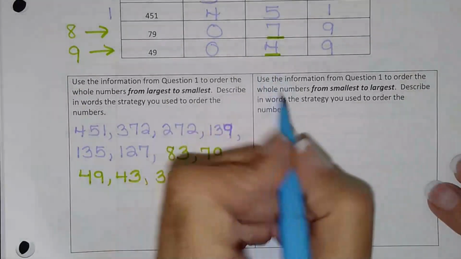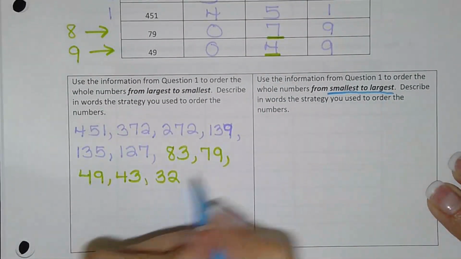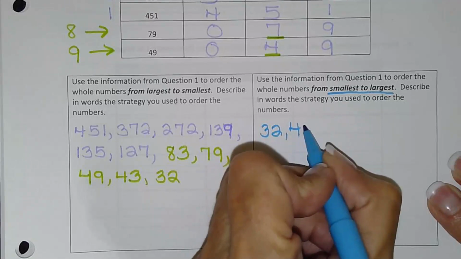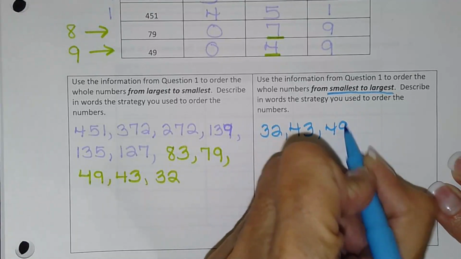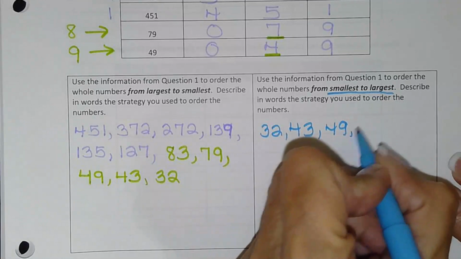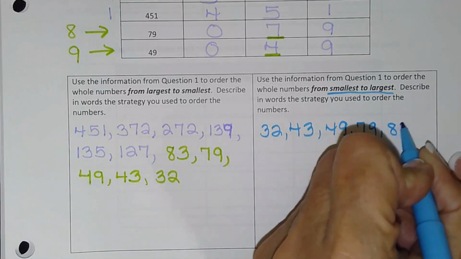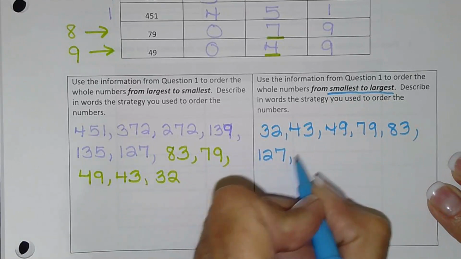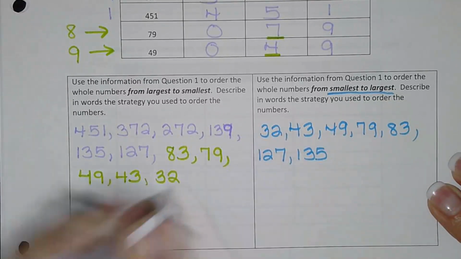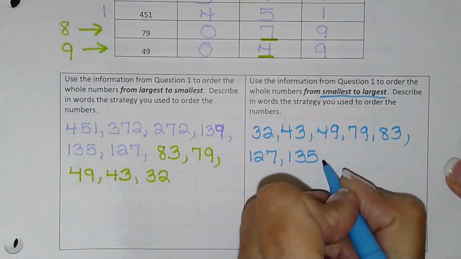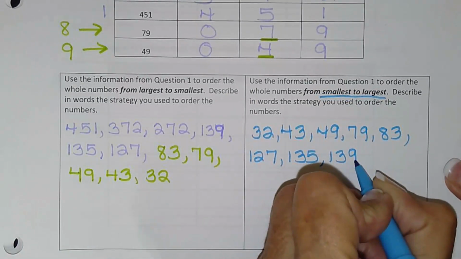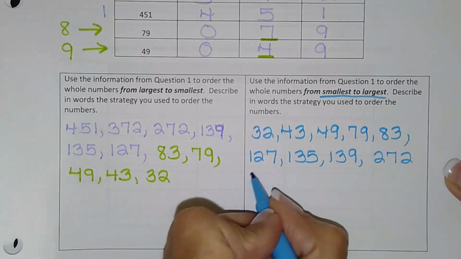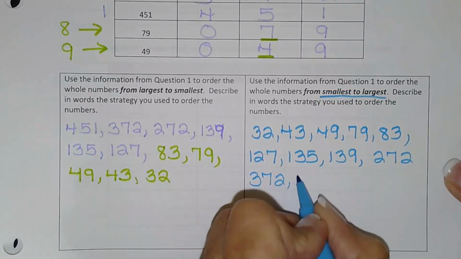And then they just want us to repeat it on the next one, which is kind of redundant, but now they want us to do smallest to largest, so that would be 32, 43, 49, 79, 83, 127, 135, 139, 272, 372, and 451. There we go.